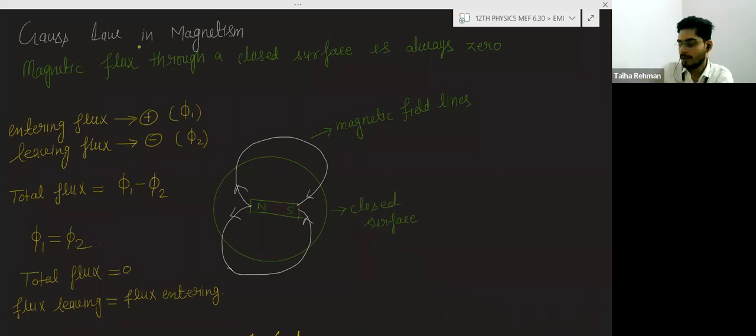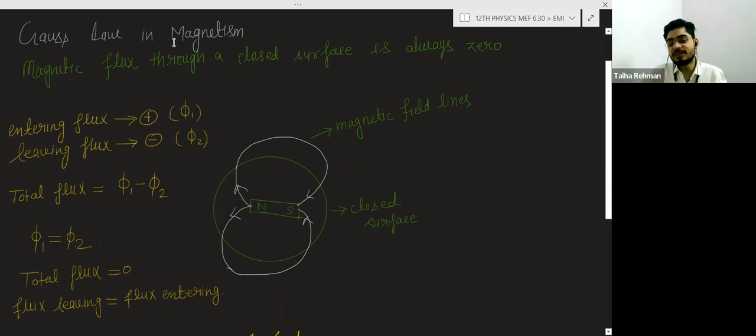Two magnetic field lines are leaving this surface, and two magnetic field lines are entering. So the leaving flux is equal to the entering flux. That is why Gauss law in magnetism is like that.